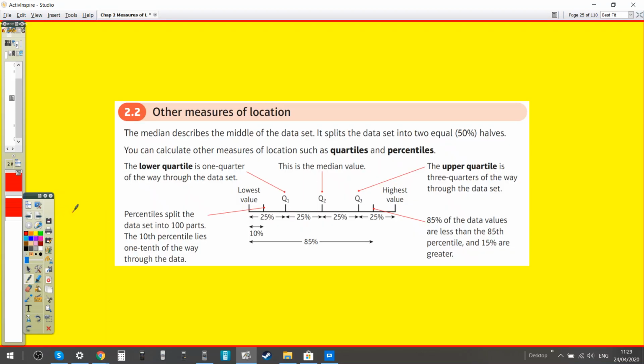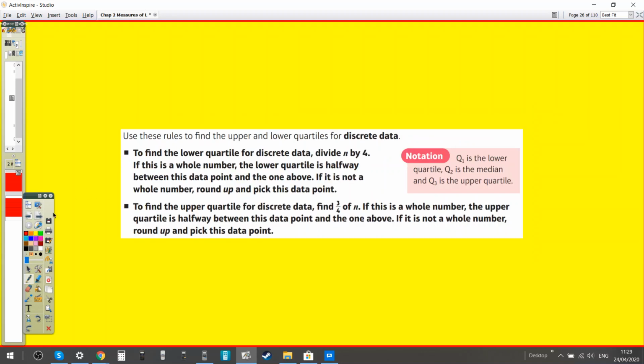Okay, other measures of location. We looked at median, but you can also do lower quartile, upper quartile, or anything like 10%, 85%, 15%, anything at all. To find the lower quartile for discrete data, it's a quarter of n, that value. For the upper quartile for discrete data, it's 3/4 of n, that value.